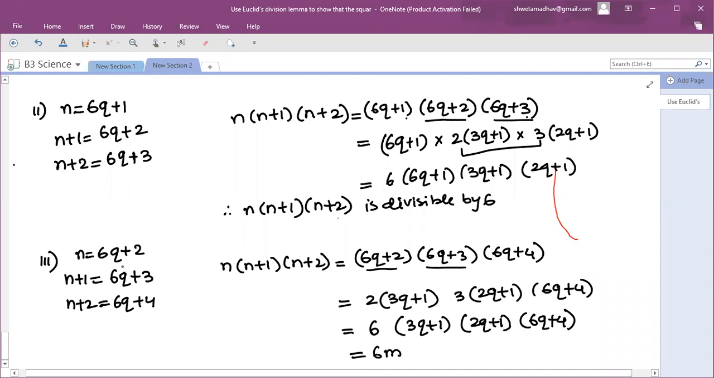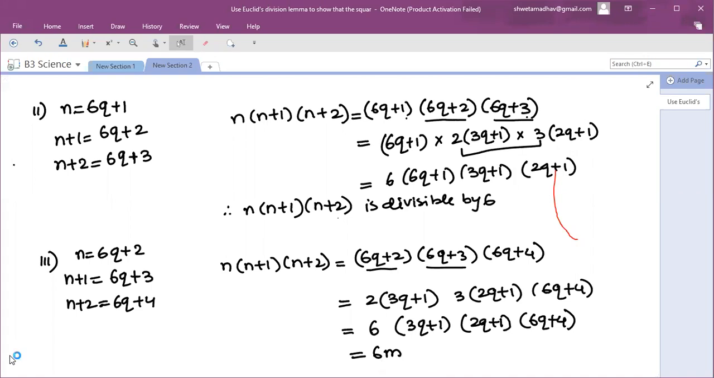Clear? Yes, ma'am. So can you show the remaining ones? Ma'am, in notebook can we write remaining also, similarly? No. Write it. Once you are writing, write it properly. Ma'am, there are 3 more. Yeah, 3 more. Write it.